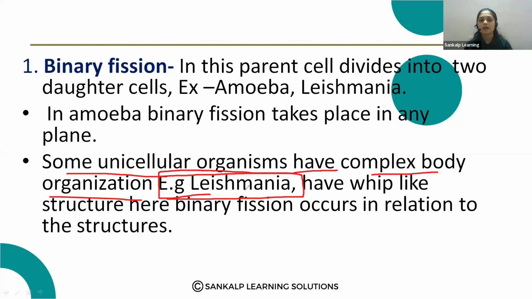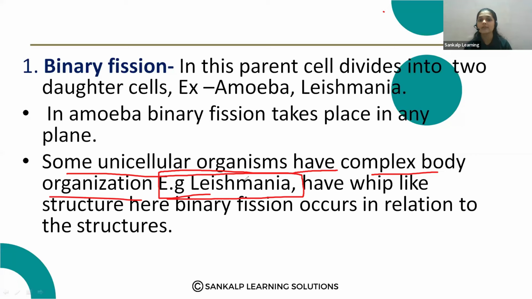Leishmania has a more complex body structure than the amoeba. You know that the amoeba is very simple, unicellular, and does not have any perfect shape. So in the amoeba, the parent cell divides in any plane. The parent cell divides like this and becomes two cells. But this is not true in other organisms.